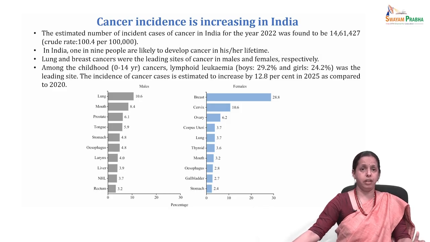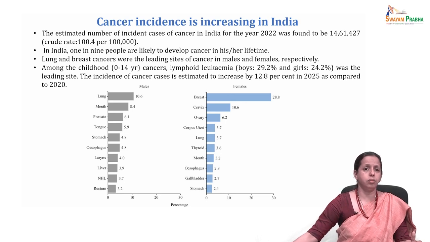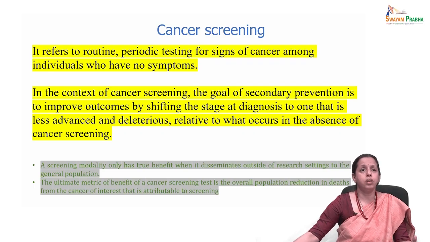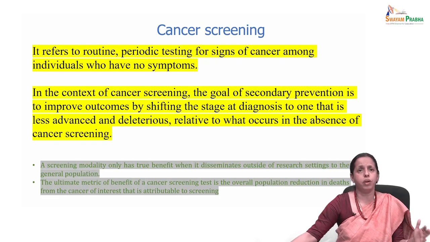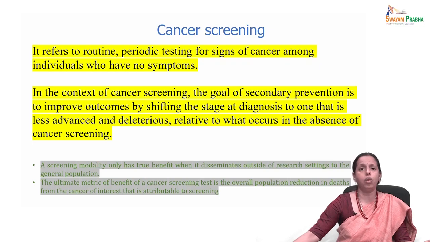Now, can you prevent this alarming rise in numbers? Let's introduce another term, cancer screening. It refers to routine periodic testing for signs of cancer among individuals who have no symptoms per se. Of course, if people find a lump, they go to the tertiary or primary healthcare centers. In the context of cancer screening, the goal is secondary prevention: can you improve the outcome of the disease if it is diagnosed early? That is, you are shifting the stage of diagnosis to one that is less advanced, and you detect the cancer in its early stages.